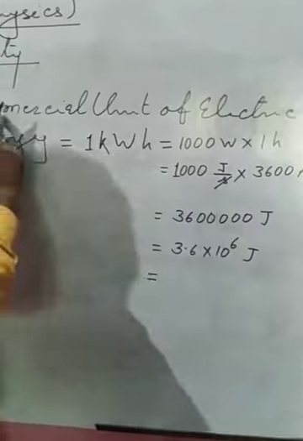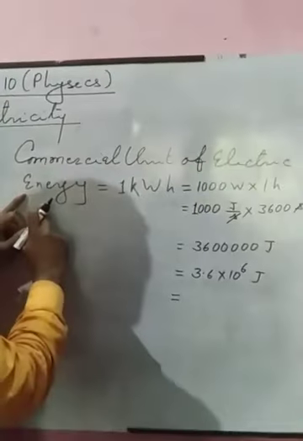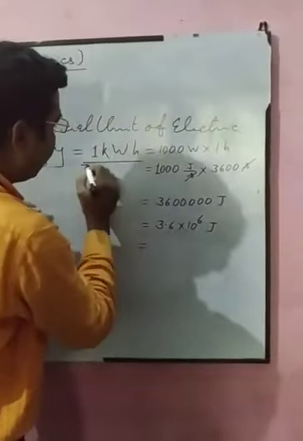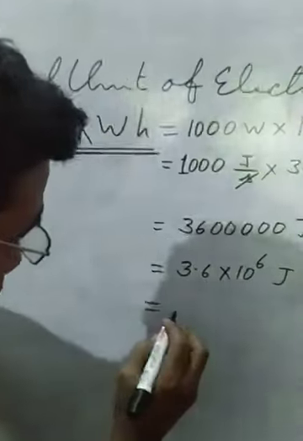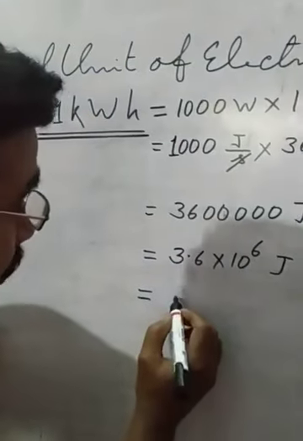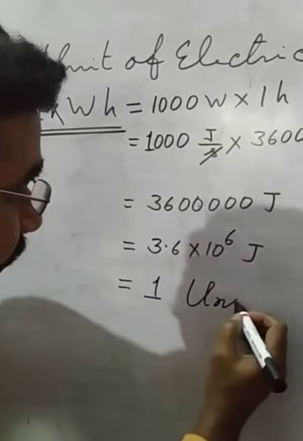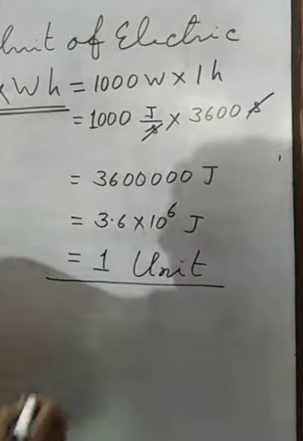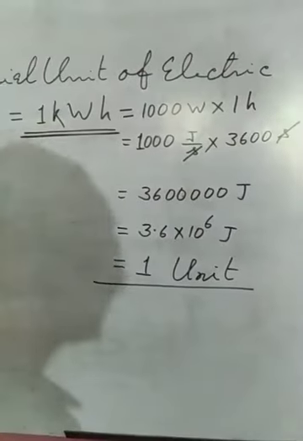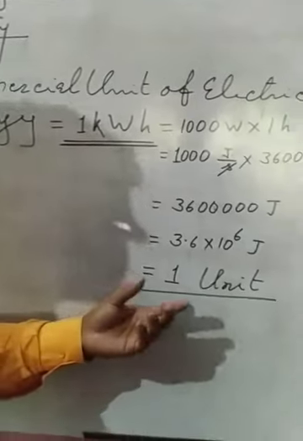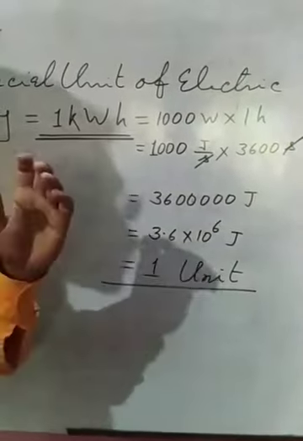This commercial unit of electric energy is kilowatt hour. This is also known as the home unit. This is equal to 1 unit. In our electric boards, the electrical energy consumed is denoted by units.